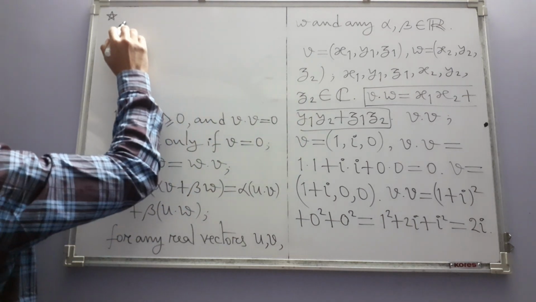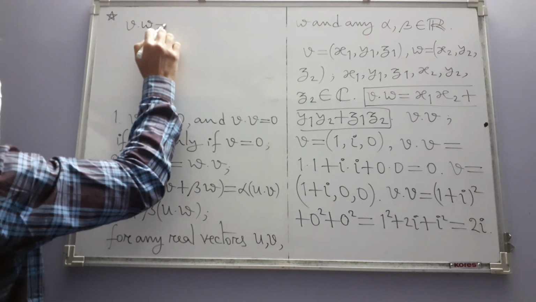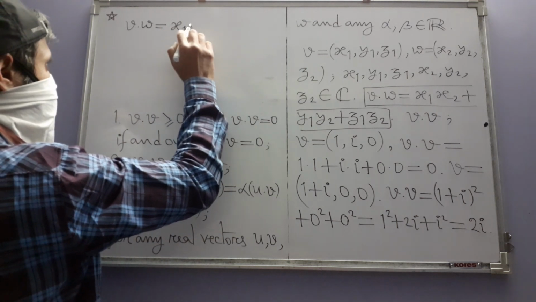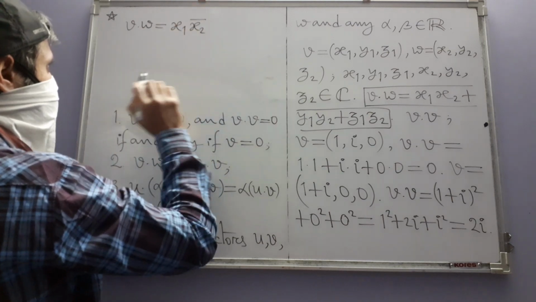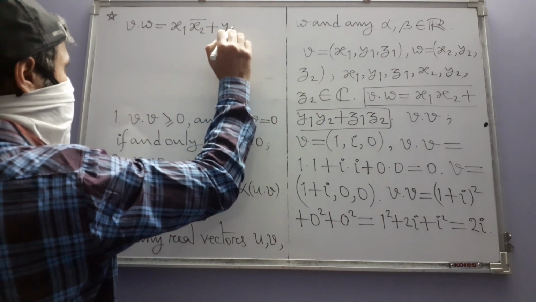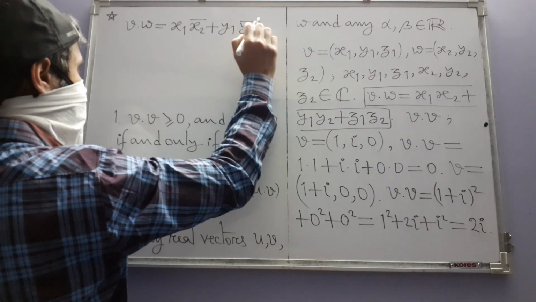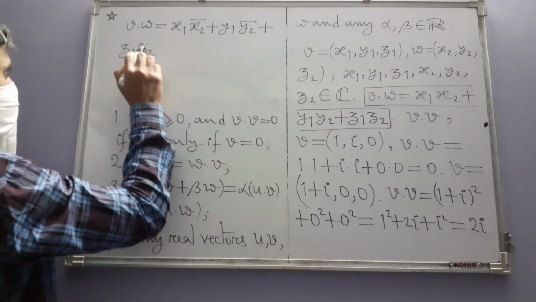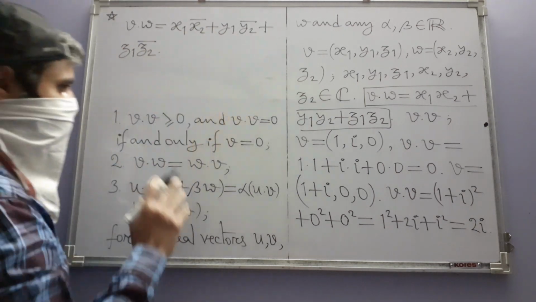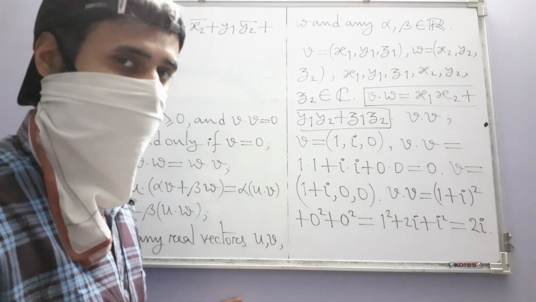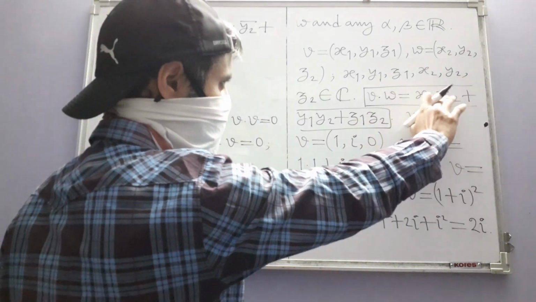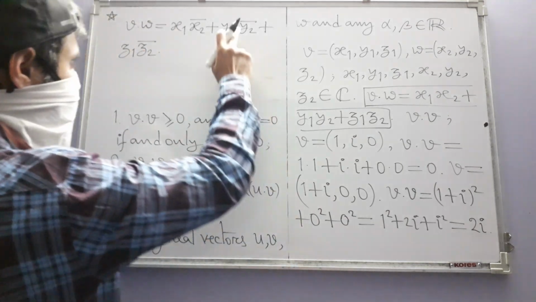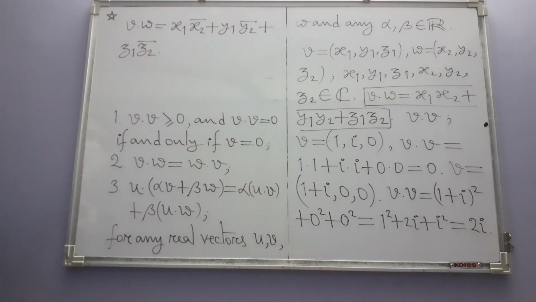Instead of defining the dot product like this, our new definition now is this: x1 x2 bar plus y1 y2 bar plus z1 z2 bar, where bars of course denote complex conjugate, because do not forget that these x's, y's and z's are complex numbers, general complex numbers, so we can calculate their complex conjugates.